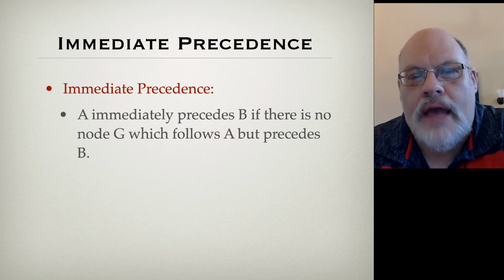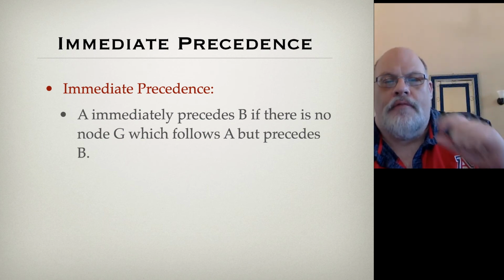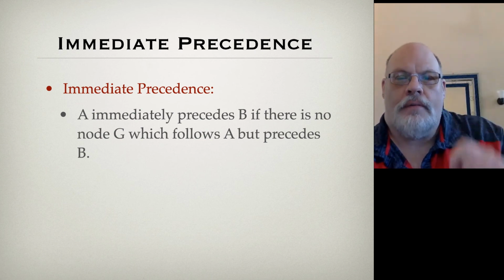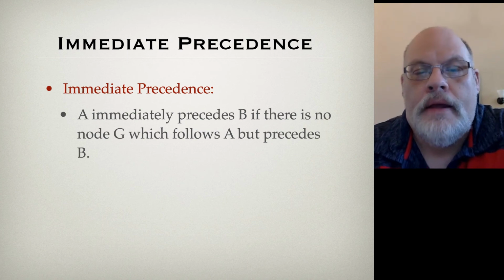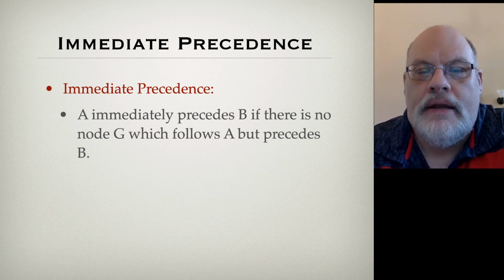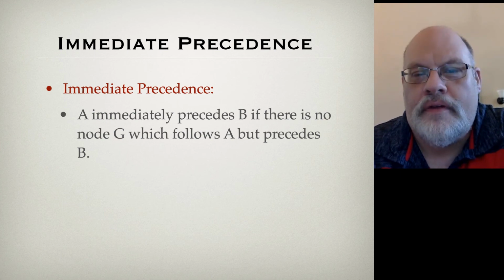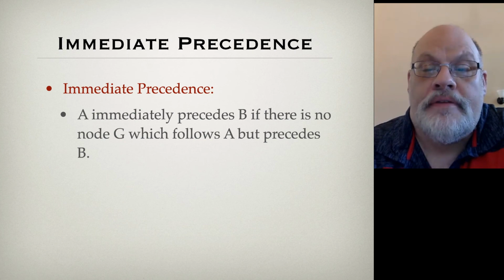Just like we had a narrow version of dominance, so a small version of dominance, we can have a small version of precedence. And this is called immediate precedence. And that means there's nothing in between the two words that we're talking about, the relationship between. So A immediately precedes B, provided there's no G which follows A but precedes B.